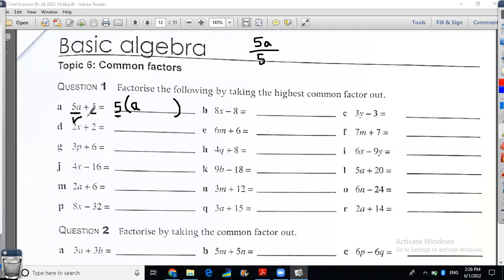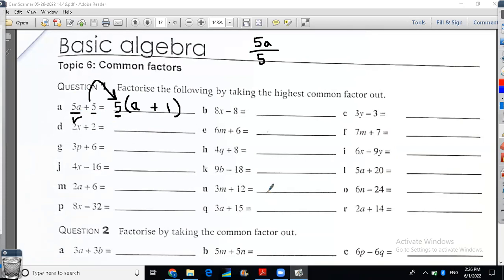The next one is positive 5 divided by the highest common factor that we got here. So positive 5 divided by 5 equals positive 1. That's it. So this is how we factorize algebraic expressions. 5a plus 5 is equal to 5 in brackets a plus 1. This is how we factorize. I'm going to give you another example right now.